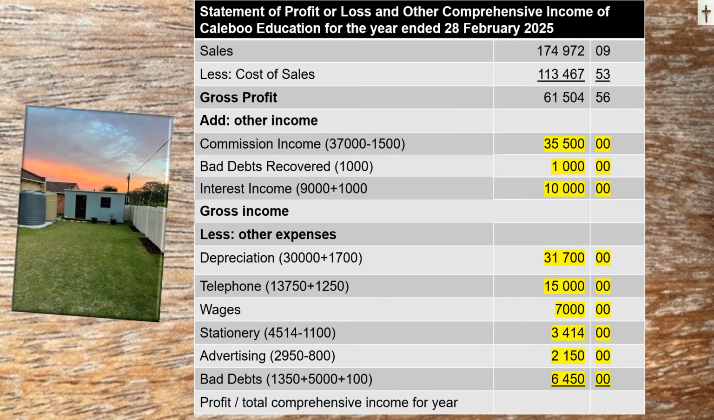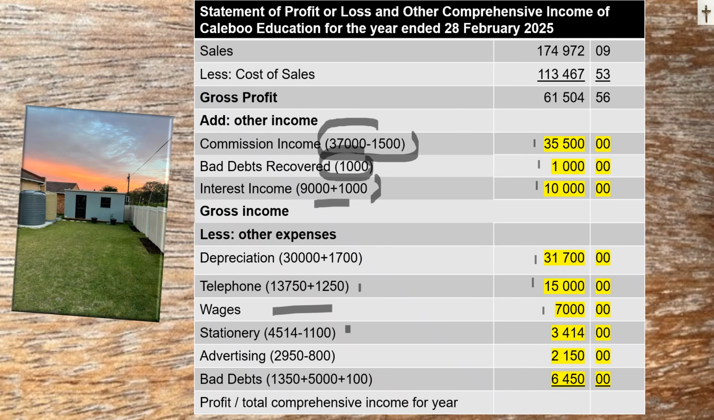We've got here commission income. I've gone and calculated all the brackets. Bad debts recovered. Interest income, 10,000. I'm adding them up. Depreciation, 31,700. Telephone, 15,000. Wages, it was on the pre-adjusted trial balance. There it is, 7,000, but there were no adjustments to wages.